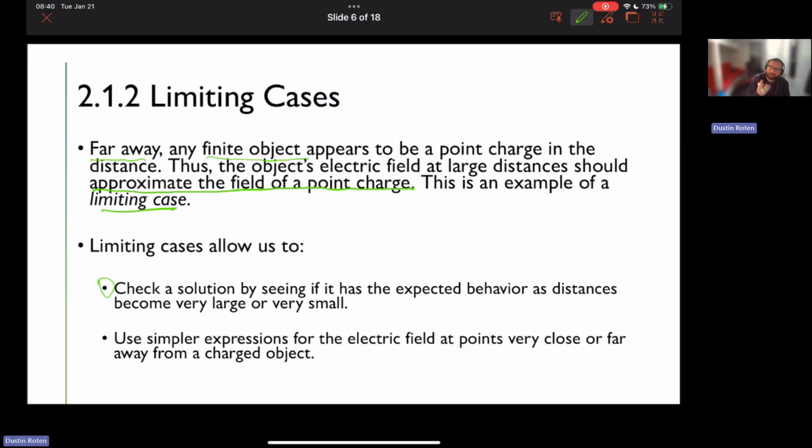So if we do some math, which we're getting ready to do here shortly, if we calculate an electric field from a continuous charge distribution, and it's a finite object, we can sort of check our work by using limits to see what's going to happen if we get really far away. If it looks like a point charge, then we're probably correct. We can also use simpler expressions for electric fields at points very close or very far away from a charged object. Right? So not only can we check our work, but we sort of get the simplified model if we're going to look at electric fields from a distance.